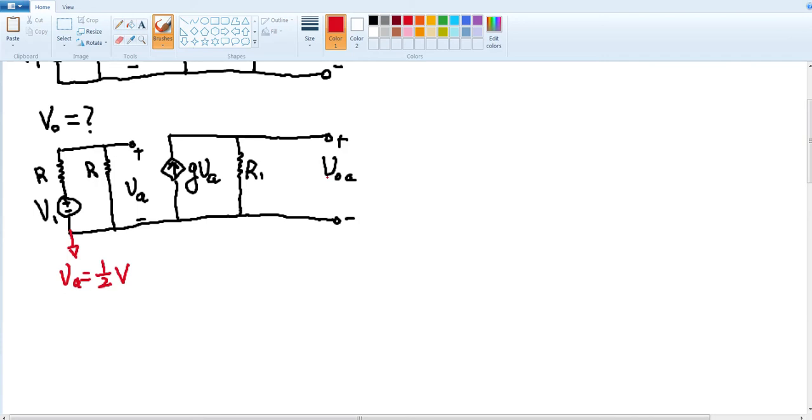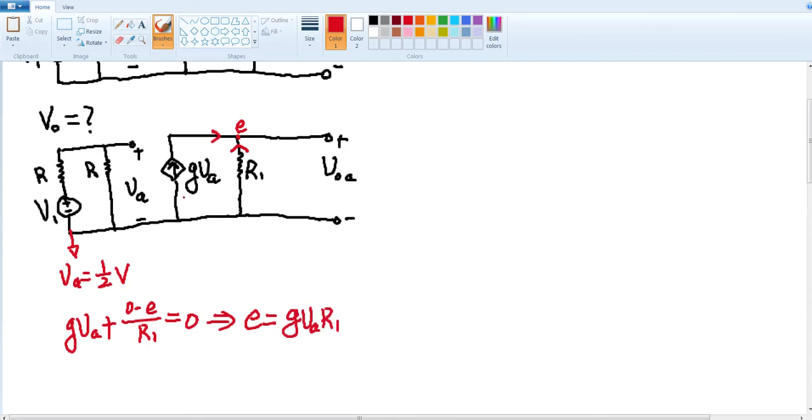Now let's look at the output voltage. We notice that the output voltage is the same as the node voltage E. Again, for node E, we can utilize KCL. You'll notice that there are only two currents that go into this node, which are GVA plus (0 minus E) divided by R1. That should be equal to 0. So you can utilize this relationship to calculate E, which is equal to GVA times R1.